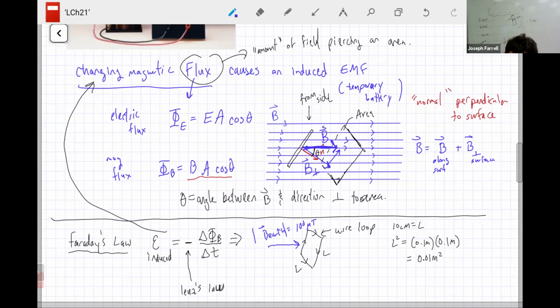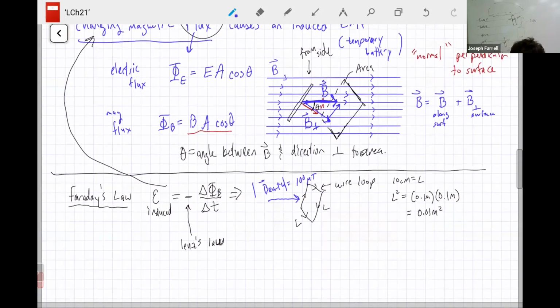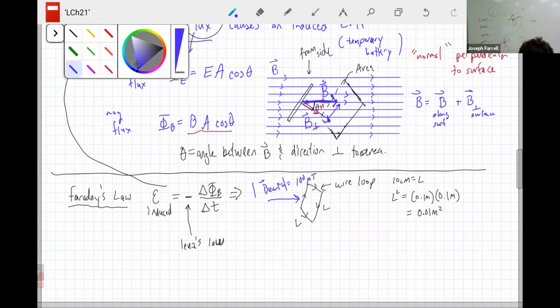So let's just say the magnitude of that is 100 micro Tesla. So let's say I had a changing flux. How could I change the flux? Well, you can move the magnet, but in this case, it's the Earth. So you can't really move the Earth. What you can do is actually change the loop.